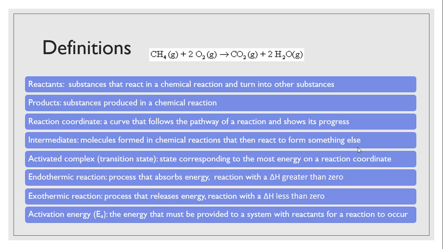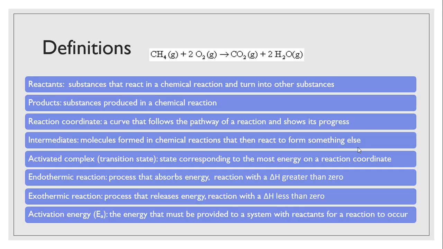Reaction coordinate. What is a reaction coordinate? A reaction coordinate is a curve that follows the pathway of a reaction and shows its progress. Reaction coordinates will be curves along the x-axis, and they'll show the progress of the reaction as it goes from reactants to products. And if it has more than one step in it, it will show intermediates, and it'll be more than one curve for each.